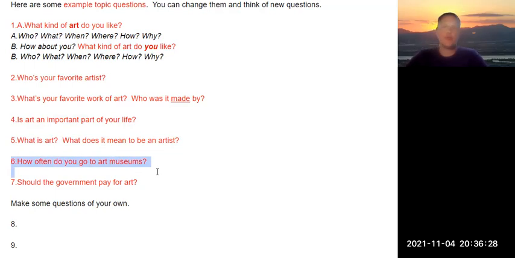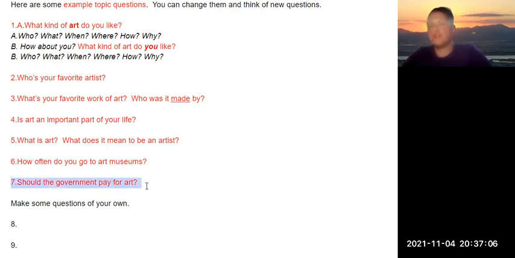I go to museums 2 or 3 times a week, and I also go to museums when I travel to different countries. I usually spend about an hour going around museums. Yeah, sometimes I go alone, sometimes I go with friends. How about you? How often do you go to museums? Do you like to go through art museums quickly or slowly? And do you go alone or with friends?